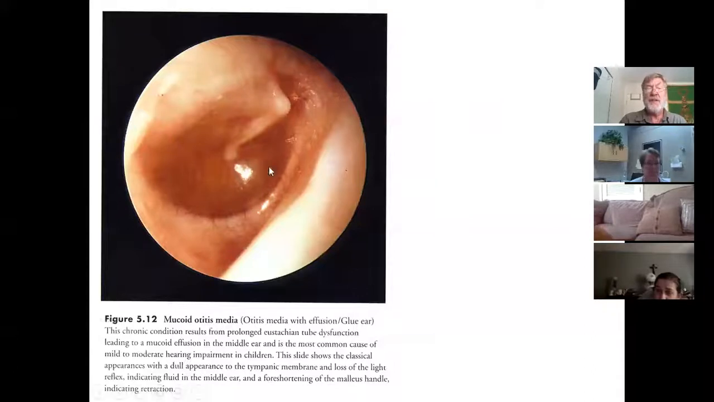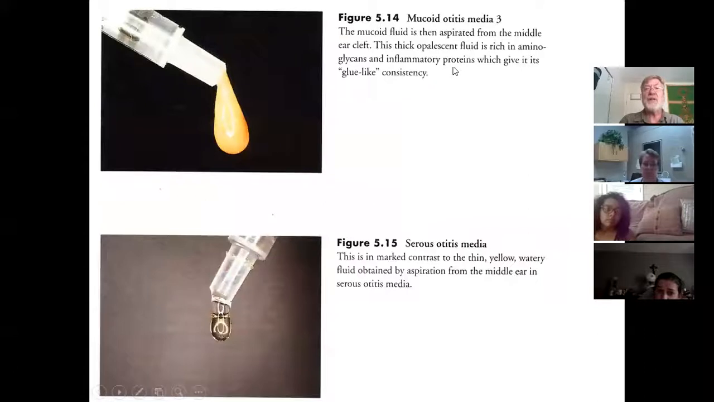So here you're beginning to get a swelling of the eardrum. Here's looking at good old mucus fluid that's taken from the middle ear. And I'm going to show you these slides more next week when we start looking at the middle ear. But essentially, for now, I'd say we've covered the outer ear and its physiology.